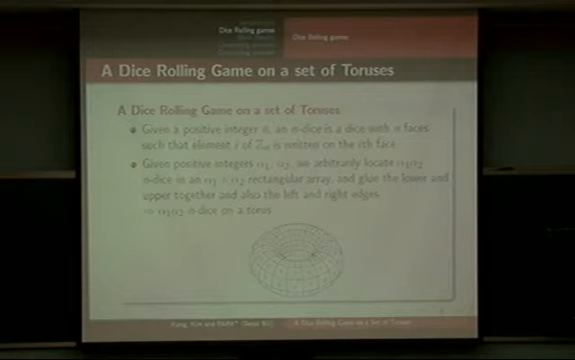Now I will define this game formally, named the dice rolling game on a set of toruses. An n-dice is a dice with n faces such that element i of G sub n is written on the i-th face. And given integers alpha 1, alpha 2, we locate alpha 1 times alpha 2 n-dice in a rectangular array and glue lower and upper together and left and right together. Then we have alpha 1 by alpha 2 n-dice on the torus, like this picture.